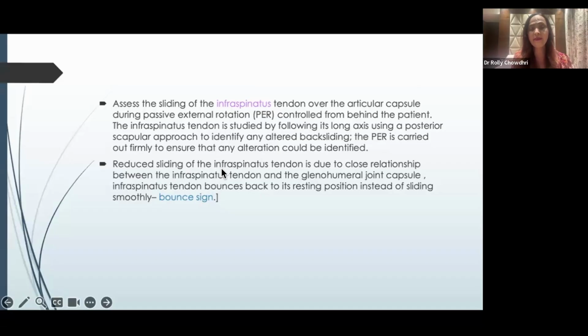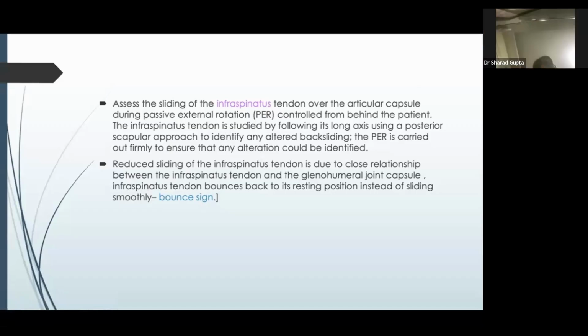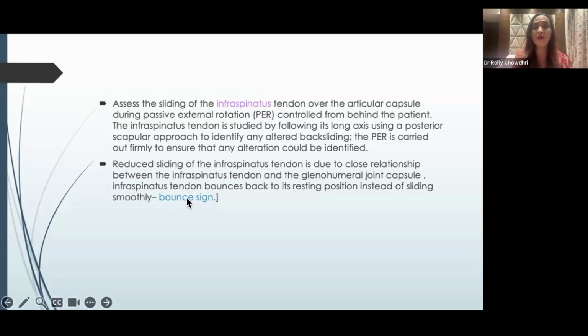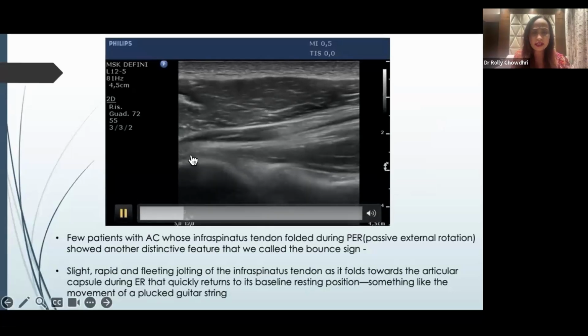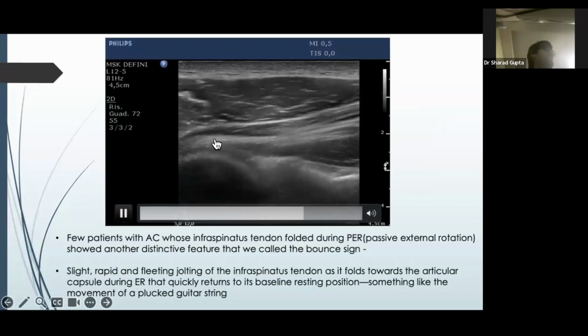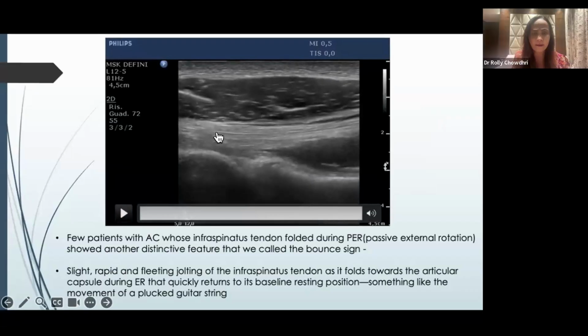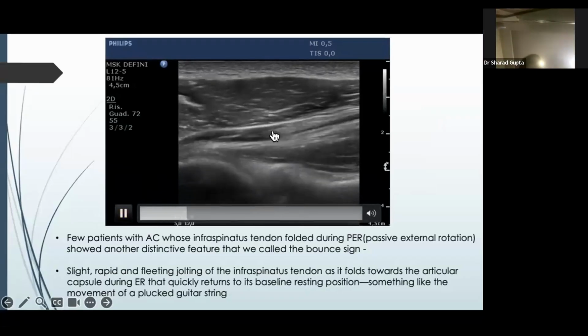What are we exactly seeing in a patient with adhesive capsulitis? There is reduced sliding of the infraspinatus tendon. It tends to fold on itself and over the capsule, and it bounces back. I will just show a video of the same. You will just see how it happens. When I'm doing passive external rotation, just see this infraspinatus tendon. It comes sliding backwards, folding towards the capsule, and I will again show it. And there is a rapid flitting and jolting movement as it bounces back. It is not sliding smoothly.